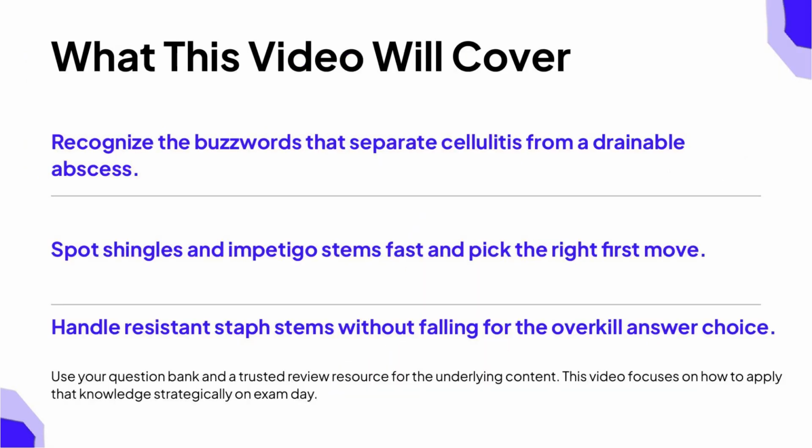First, you will learn to recognize the buzzwords that separate a diffuse spreading skin infection from a drainable pocket of pus, because that distinction alone decides the answer on a large share of these questions. Second, we will look at how shingles and honey-crusted lesions are presented and what the single best first move is for each. Third, we will cover the risk clues that tell you to cover resistant staph, and we will learn to avoid the overkill answers that these stems are famous for.